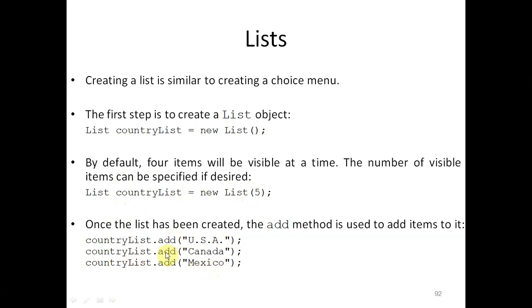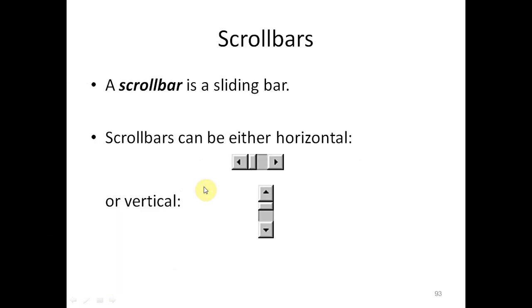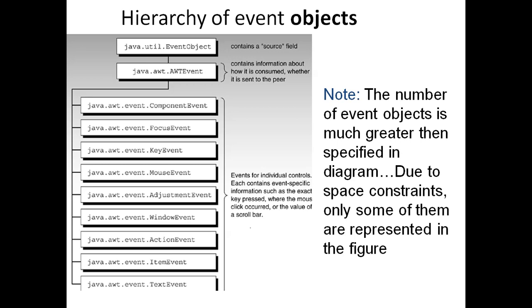The function add is the same in case of the Choice as well as the List. The same function will be used in both cases. So we'll add these elements here. This is the list box, and we will also have a scroll bar. An adjustment listener is required for this scroll bar, and we have a list of events: component event, focus event, key event, mouse event, adjustment event, window event, action event, item event, text event. We have different events which are required for event handling.